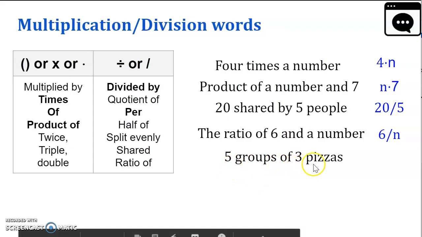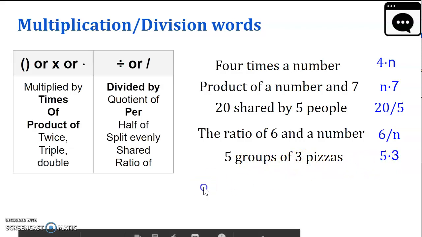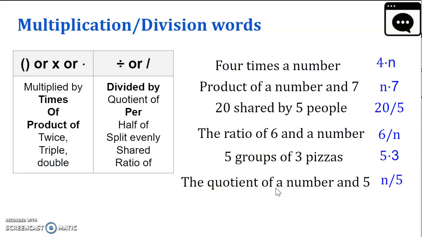5 groups of 3 pizza. What do you see here? The key word is of. Something of something is multiplication. It's very easy to not see. Of is such a common word that you might use it in a different situation, but of is a multiplication word. So 5 of 3 is multiplication, 5 times 3. The quotient of a number and 5, that's going to be n divided by 5.